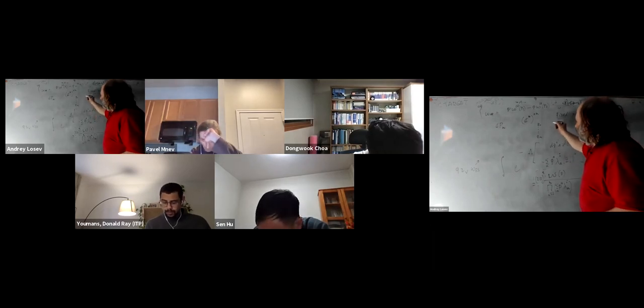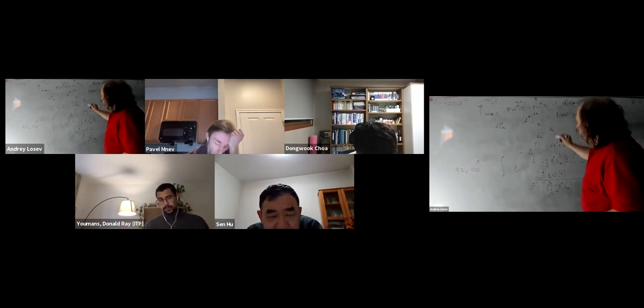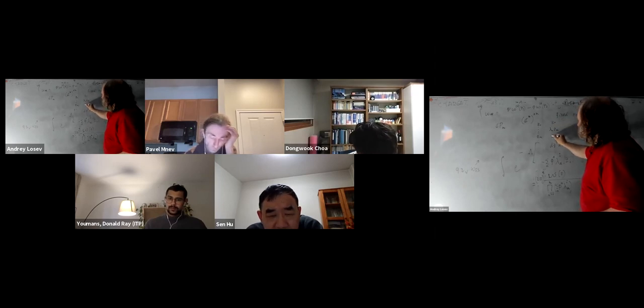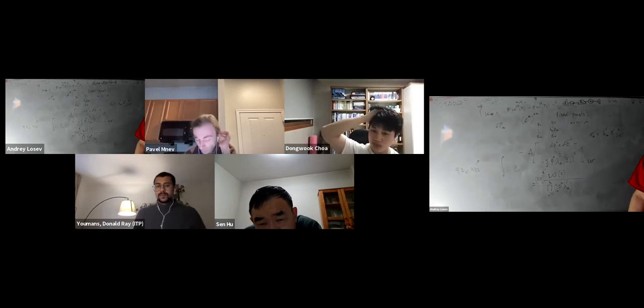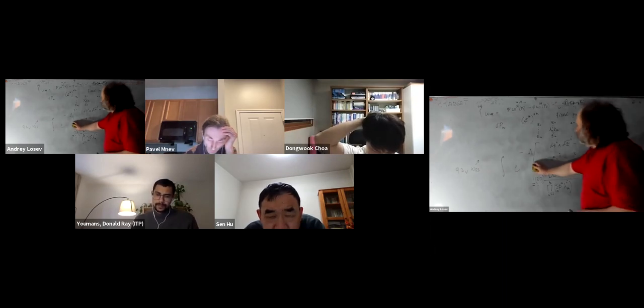So C star acts as follows. Lambda A. Similar formula. The only thing is that A runs from 0 to n. So in this way, I have the action of C star to the n plus 1. However, one C star is not included. And now I have everything that I need to compute the action.